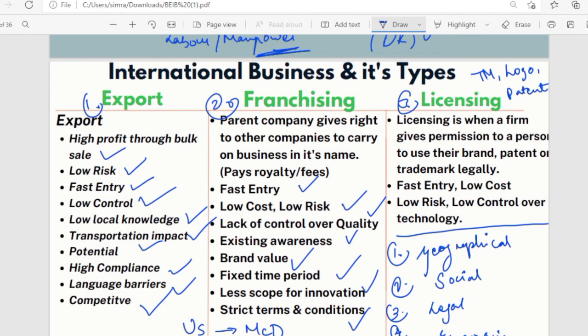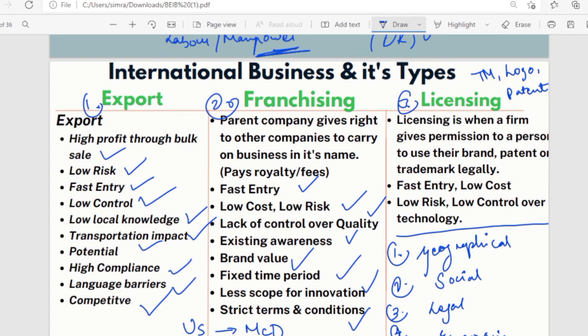Again, entry will be fast. How much time does it take to sign a contract, take the permission and pay the amount? Quite easy. Low cost, you don't have to prepare anything. Compared to franchising, the cost is low; franchising's cost is higher than licensing. Licensing's cost is lower than franchising. Again, low risk and low control over technology.